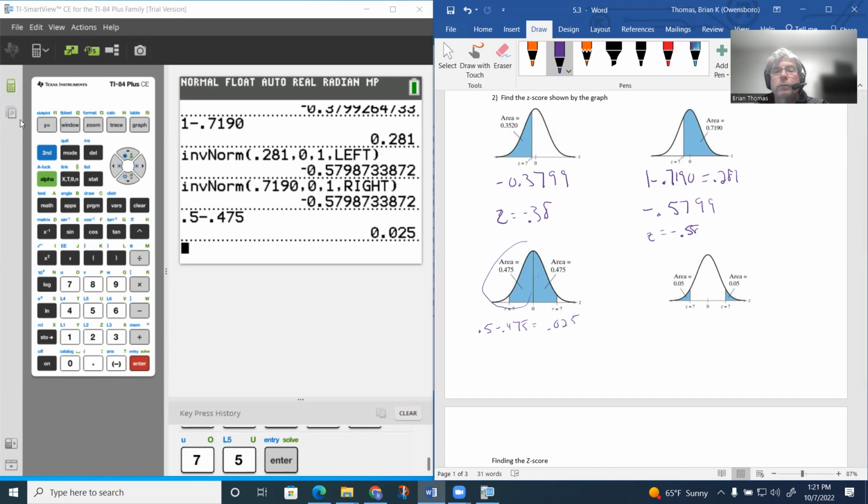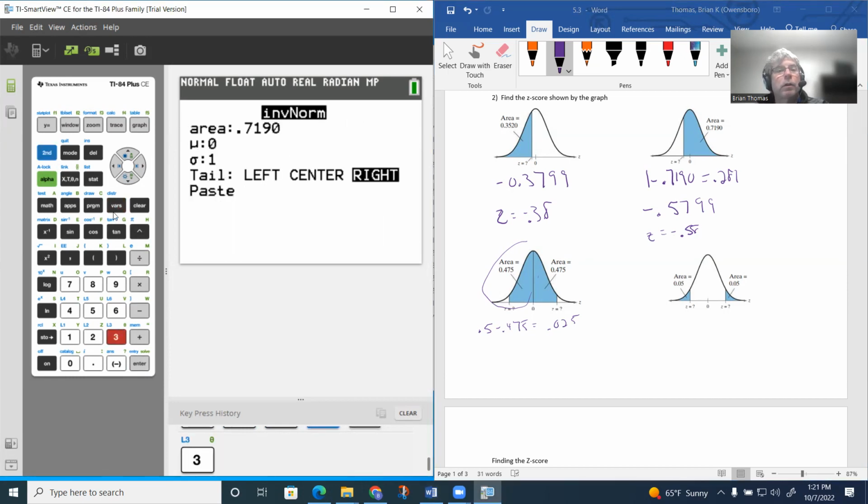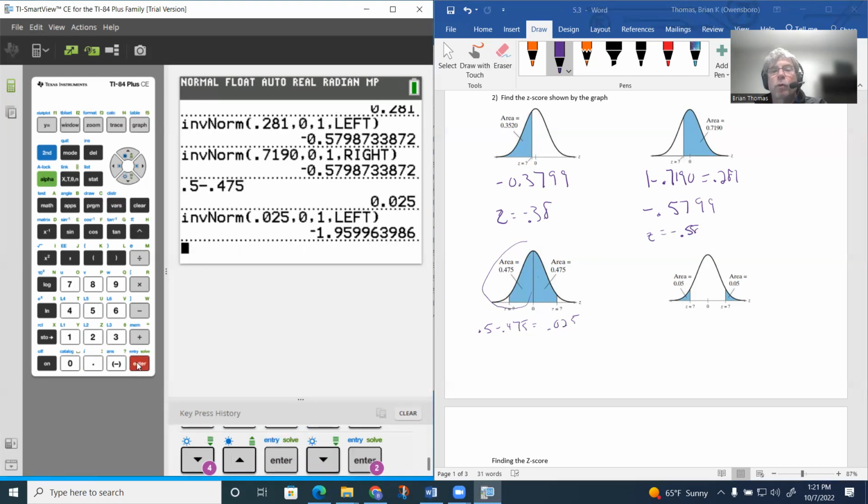Then if we do the inverse norm of that, number 3, it's going to be 0.025. And again, I'm going back to left, that's what I'm more familiar with, left of the curve. It's going to give me negative 1 point something, and that looks about right. The z-score is pretty close out there to where that negative 2 is. So z is negative 1.96.